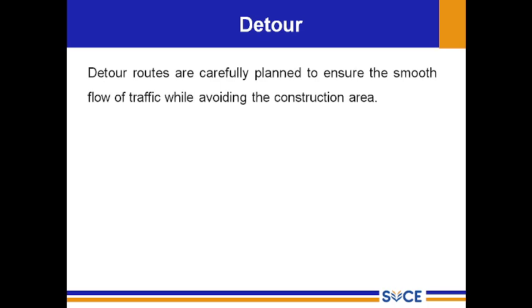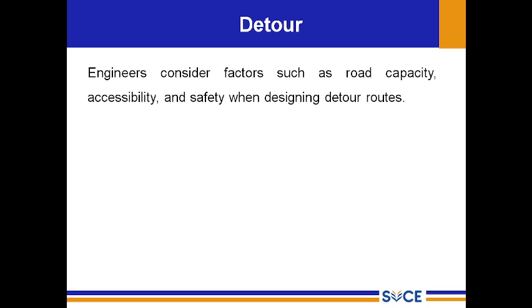Detour routes are carefully planned to ensure the smooth flow of traffic while avoiding the construction area. At the same time, the traffic has to move smoothly and safely in the alternative road. That needs to be ensured. Engineers consider factors such as road capacity of the alternative road, accessibility, if suppose buildings are already there, how the people are going to access them, and safety when designing the detour roads.